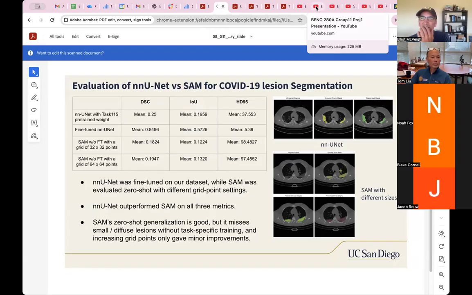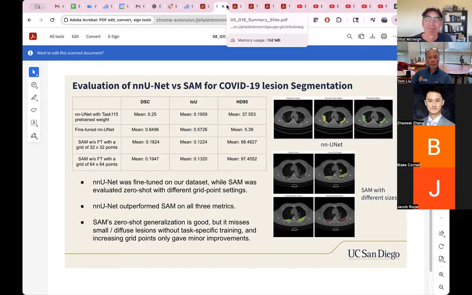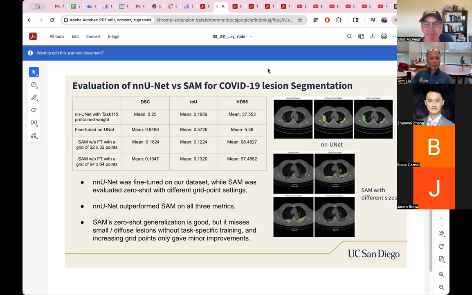This is group 11. Hi, hello everyone. We are group 11. In this project, we're going to explore the use of the nnU-Net model and also the SAM model for segmenting COVID-19 lung lesions on CT images.